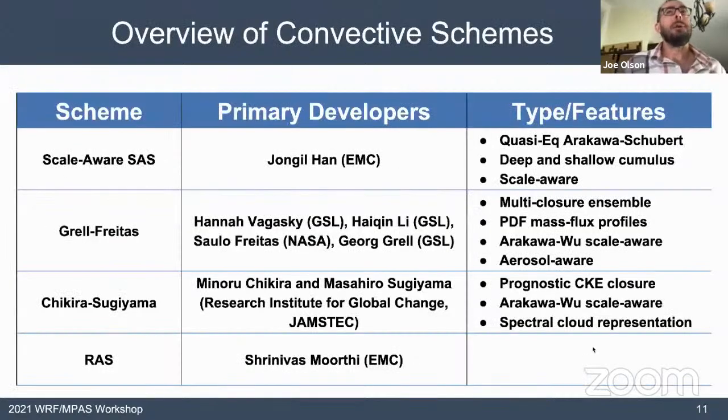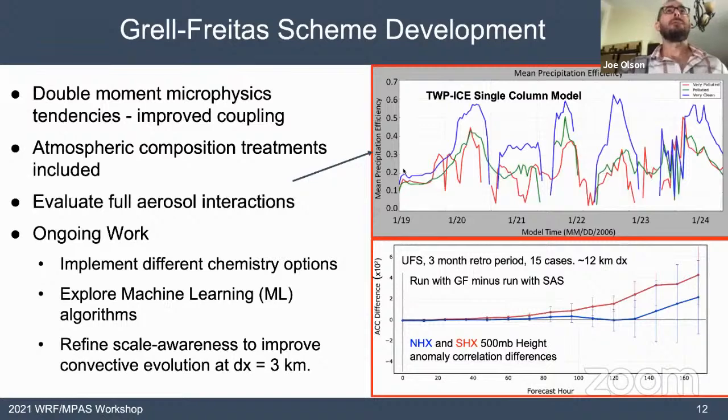Moving on to the convection scheme, there's basically four schemes that are considered candidates, but again, the top two are receiving most of the development here. The scale-aware SAS is the one currently used in the operational GFS, and the Grell-Freitas scheme is used in the Rapid Refresh.